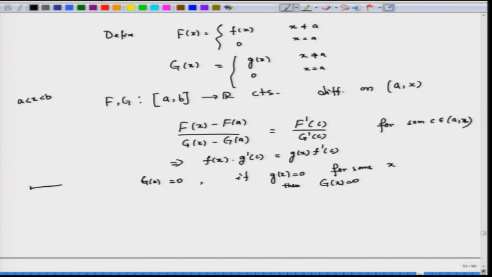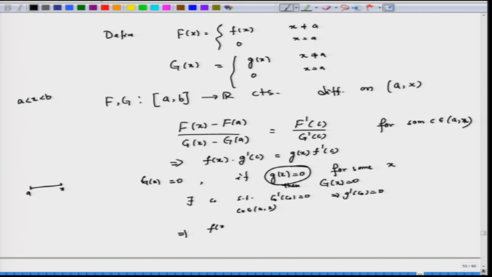Now, here is a, here is x. G is a differentiable function on the open interval a x and is continuous, with G of a equal to 0 equal to G of x. Therefore, there exists a c naught such that g prime of c naught is equal to 0, because this c naught is lying between a and x. But that is not possible, so obviously G of x is not equal to 0. Therefore, we can divide it.